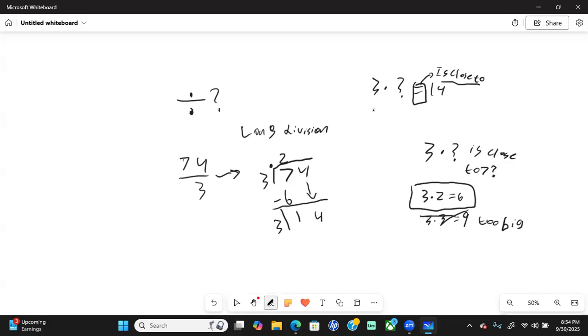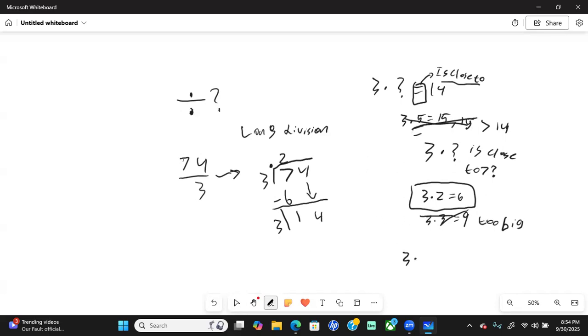Well, 3 times 5 is 15. But 15, that's a terrible 5, is greater than 14. Therefore, I cannot use 15. Or I cannot use 5.